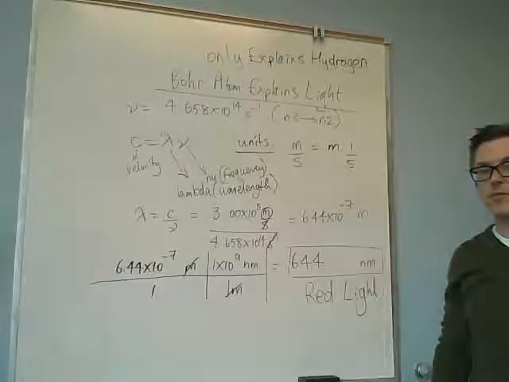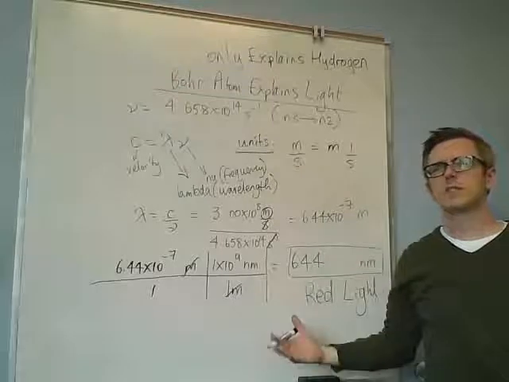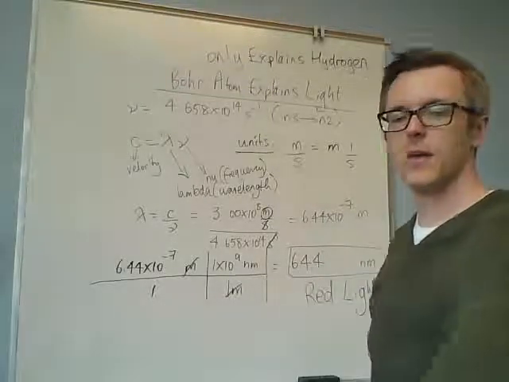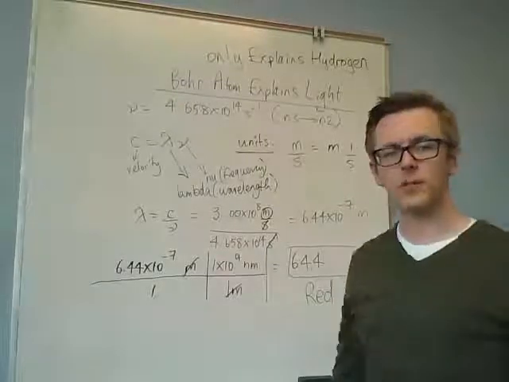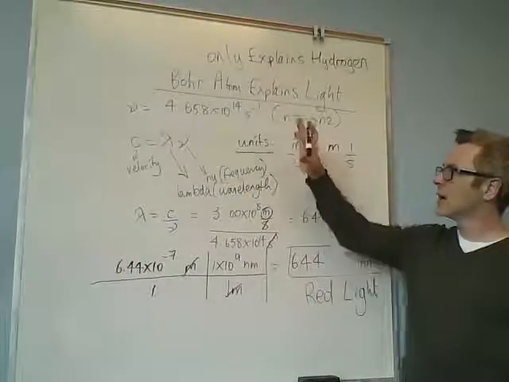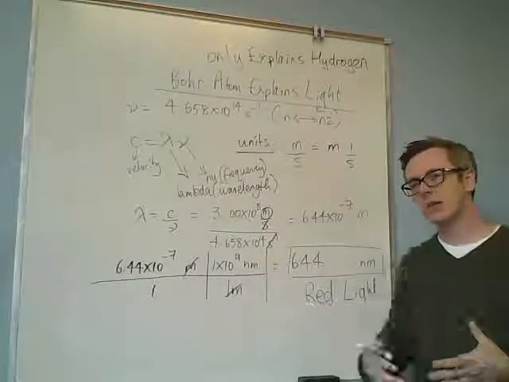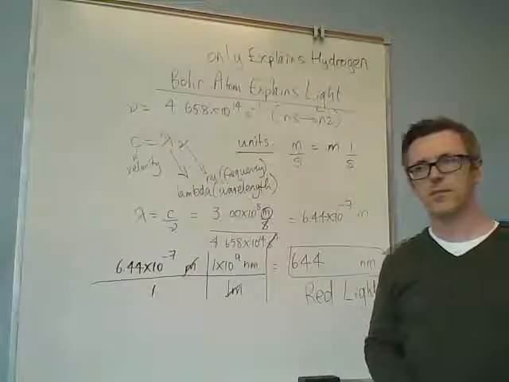It explains hydrogen very well. So what's unique about hydrogen? Well, how many electrons does hydrogen have? Hydrogen has 1 electron. So I can look at 1 electron unimpeded transitioning between orbits.